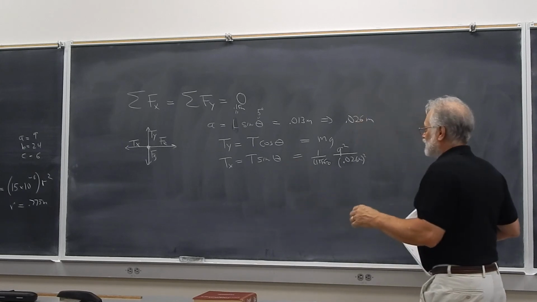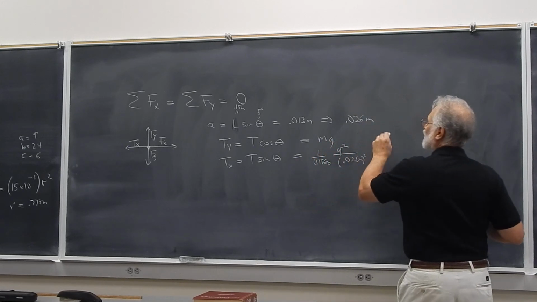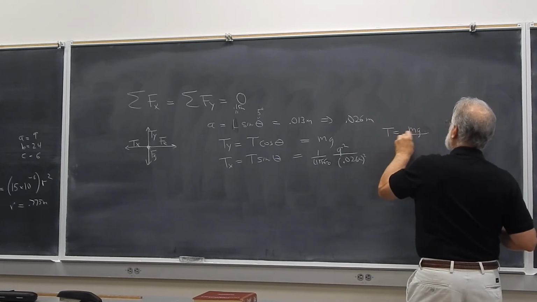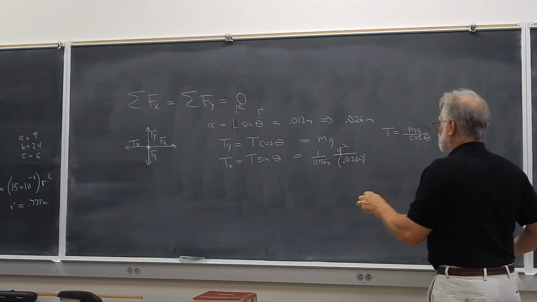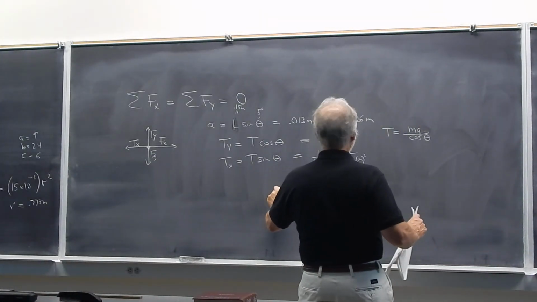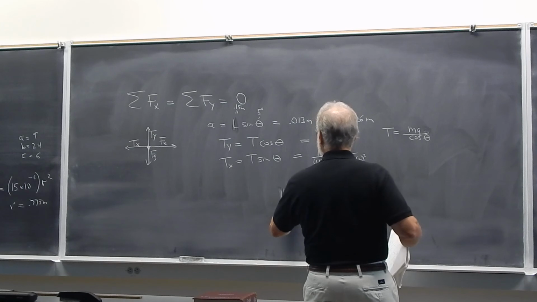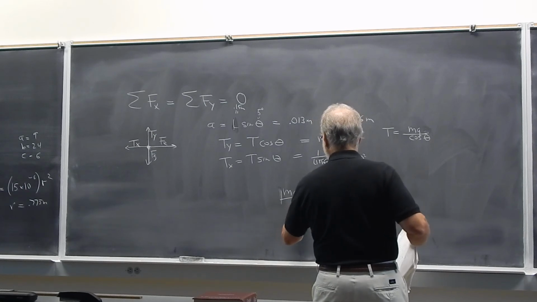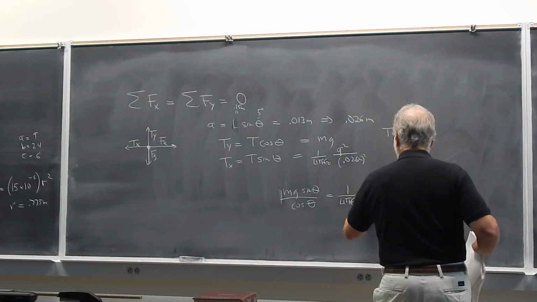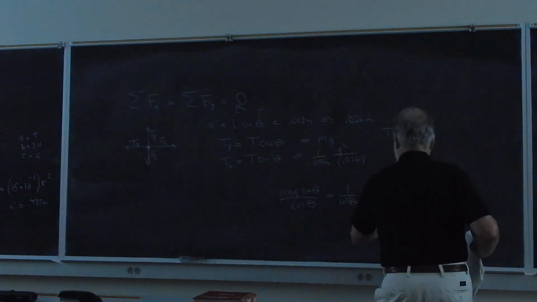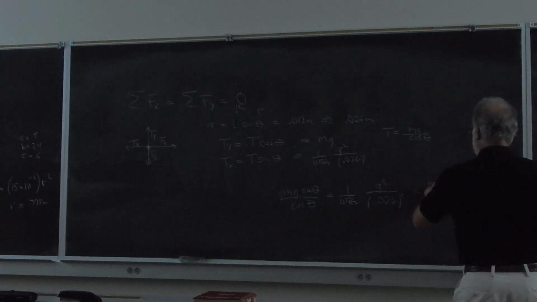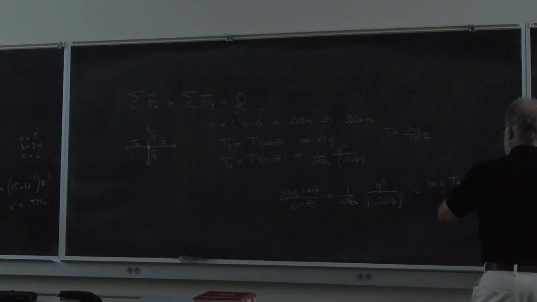The easiest thing to do is to take the first equation. I can write T as equal to mg divided by cosine theta, and insert that into this expression, where T sine theta is now mg sine theta over cosine theta, equal to 1 over 4 pi epsilon naught q squared over 0.026 meters squared. That becomes mg tan theta.